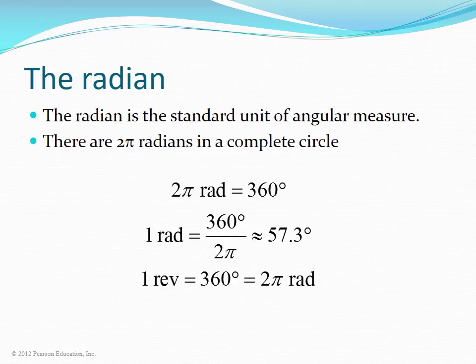However, when we discuss rotational motion, we use the radian as the standard unit of angular measure. There are 2 pi radians in a complete circle. With that information, we find that 1 radian is just under 57.3 degrees. A complete revolution is 360 degrees, or 2 pi radians.